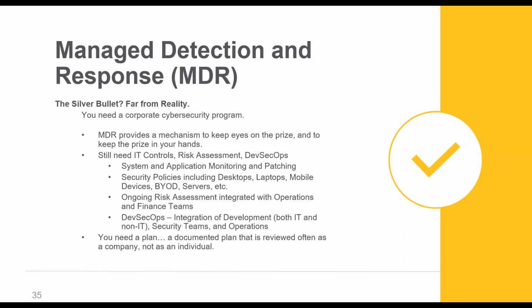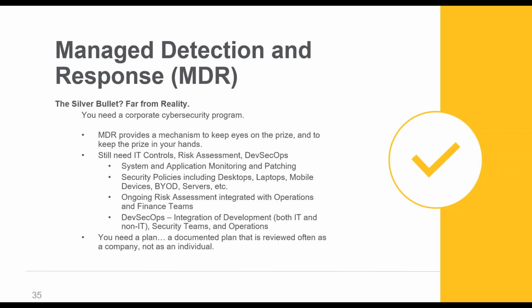So system and application monitoring and patching. You need to be looking at your applications, you need to be looking at your desktops, laptops, et cetera, your point of sale systems. They need to be monitored, they need to be patched. Patches exist for a reason, and they're there to provide the security protection necessary. You need security policies on how you're handling desktops and mobile devices and any bring your own device and your servers and your point of sale and the multitude of IoT devices that are showing up day in and day out. You need ongoing risk assessment integrated with your operations and finance teams to understand what your risk profile is, how much risk you can handle, and how you're investing towards that.